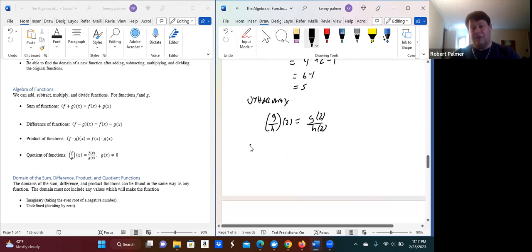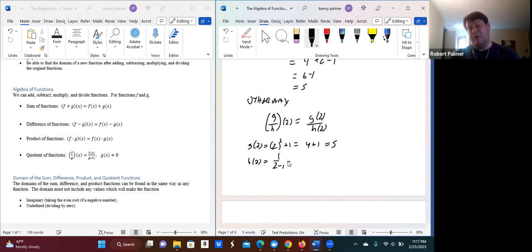So if I do that, then g of 2 is going to be 2 squared plus 1, which is 4 plus 1, which is equal to 5. And then h of 2 is 1 over 2 minus 1, which is going to be 1 over 1, which is equal to 1. So, as we'll see, we get the same thing. We have g over h of 2 is going to be 5 divided by 1, which is just 5. So you get exactly the same thing.